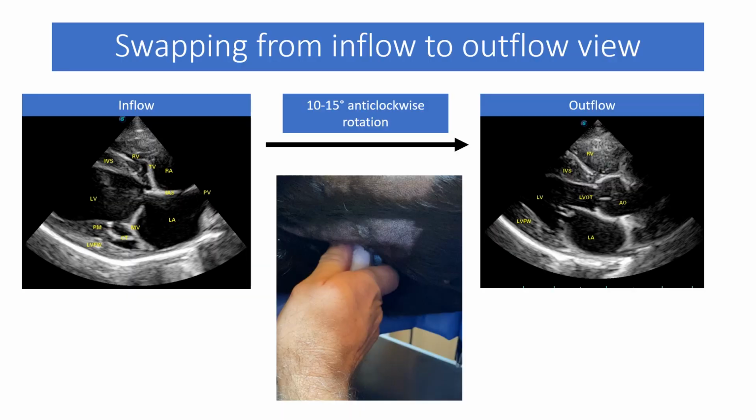So once you've achieved the right parasternal long axis view, what we were looking at there was the long axis inflow view. And what we mean by inflow is we're optimizing the flow from the left atrium through the mitral valve into the left ventricle. So to get the right parasternal long axis outflow view, what we're attempting to do is to change from this view to this view, and the technique is to rotate your probe 10 to 15 degrees anti-clockwise. So it's in the direction of the thumb towards the bum. Thumb towards the bum.